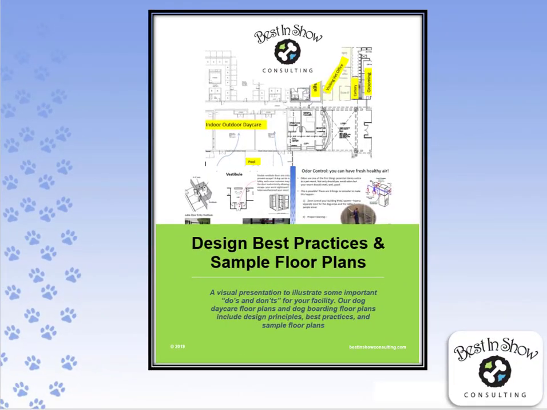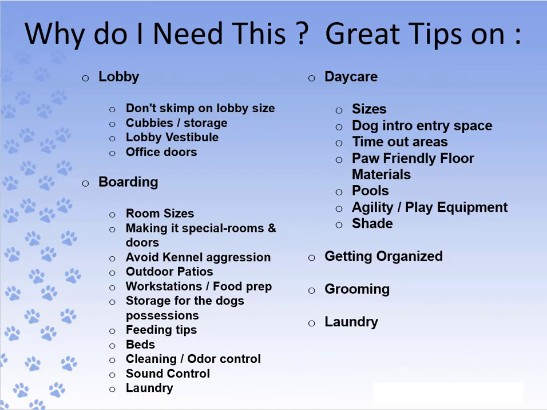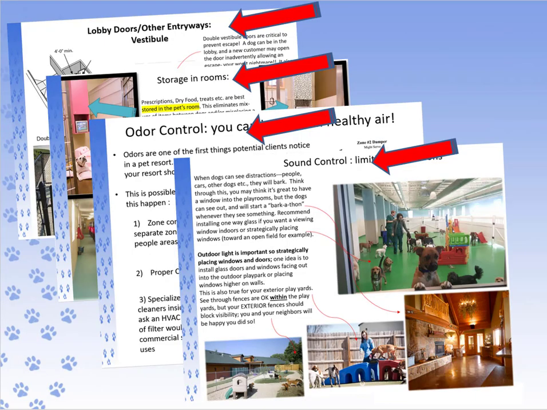Let's start by taking a look at the contents of the design best practices and sample floor plans. There's tips for you on how to design everything in the facility. There's tips for the lobby, the boarding area, which is obviously critically important, as well as the daycare area. On all of these areas, it's about the size, it's about the friendliness for the dogs, the safety for the dogs, and the efficiency for the employees. This product very clearly lays out, with both pictures and words, the right way to design your facility.